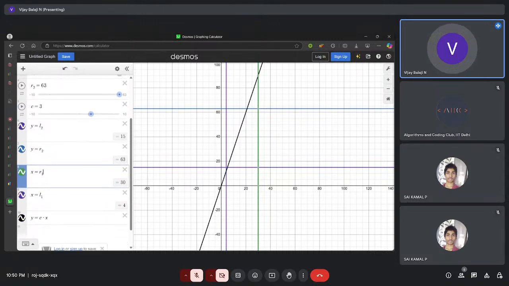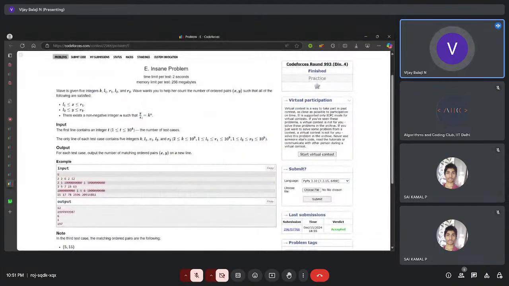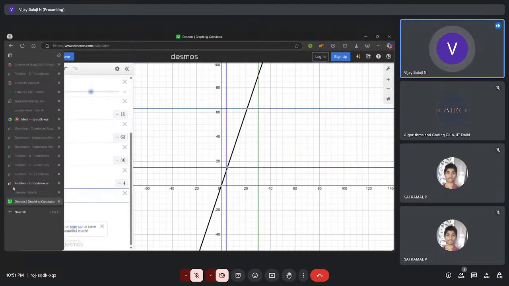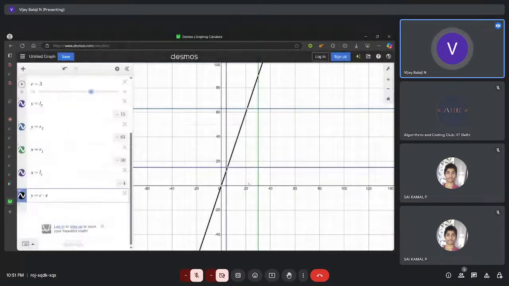X is equal to R1 and x is equal to L1, and I'm drawing two other lines, y is equal to L2 and y is equal to R2. Now they also want this condition that y by x is equal to k to the power n. Say k to the power n is equal to some constant c. Then all the solutions to the third point will be lying on a line y is equal to cx. That will be this black line, right, which is denoting y is equal to cx.